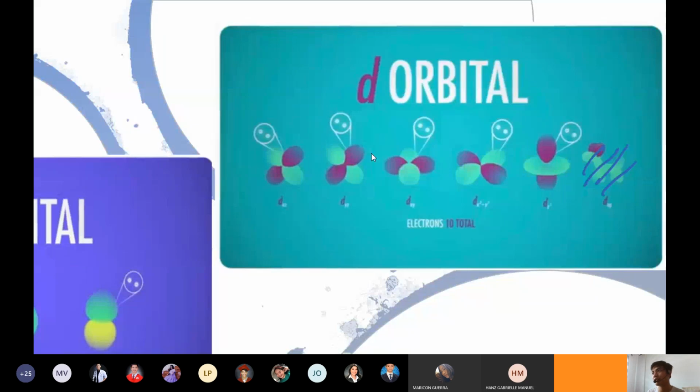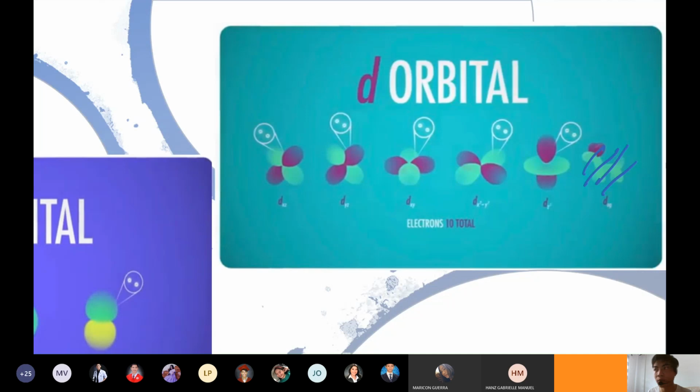Okay, but anyway, so we have 5 distinct shapes for the d orbital naman. So iba-iba yung shapes for d orbital. So we have the dxz, wherein our electrons can be found in between the x and the z axis. Then we have the dyz, wherein your electrons can be found in between y and z axis. We have the dxy, where the electrons can be found between x and y.